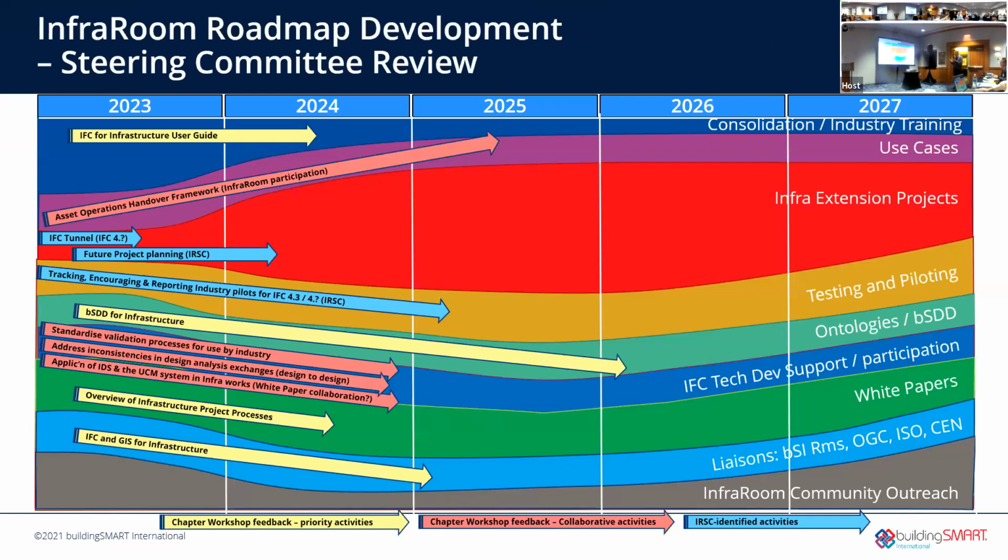Next one. And so this is where we're up to at the moment. This is really our state of play. It's not a roadmap, but it shows us where each of those 5 activities sit, and it also shows a few of the activities that we as a steering committee have identified as being urgent or important. One is the continuing work and completion of the work on IFC tunnel, which is going to be 4 point something. Future project planning: it's the role of the steering committee to start to think about what the next set of projects should be, and obviously rely on our community to give us guidance on that to go forward. And a very important activity is tracking and encouraging the reporting of pilots.